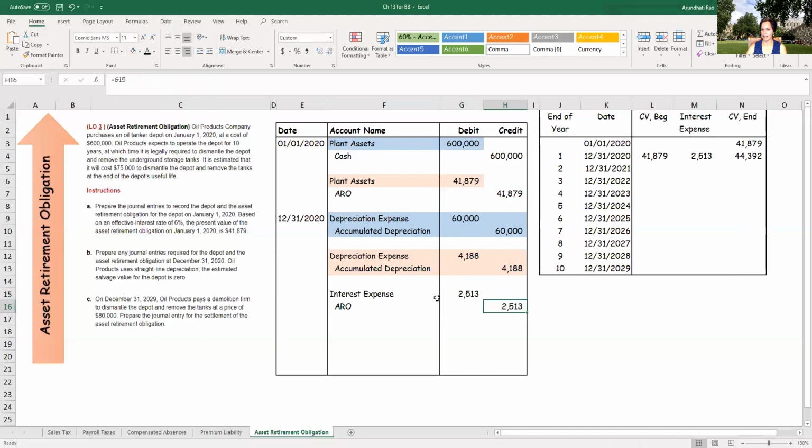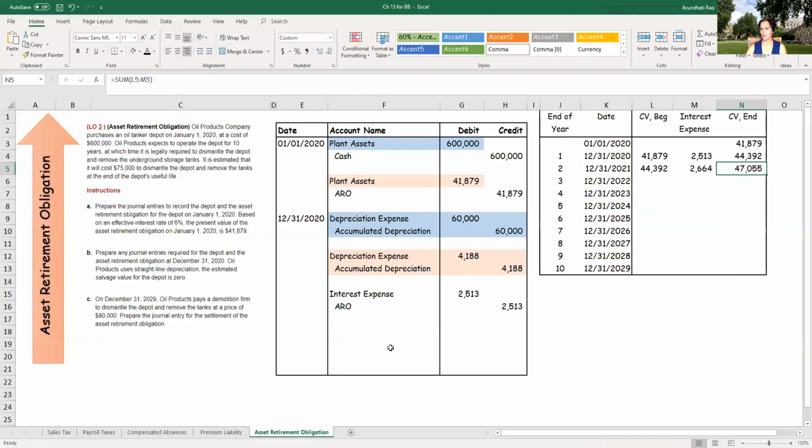So for the second year, the depreciation expense and these journal entries stay the same. The interest expense debit, asset retirement obligation credit, that part is the same, but these numbers are going to change because it's based on the new carrying value. That number comes down over here. Again, 6% of that number is the interest expense, and then I have the new carrying value.